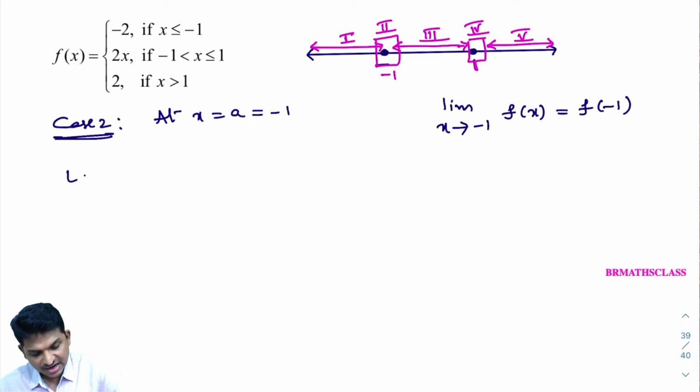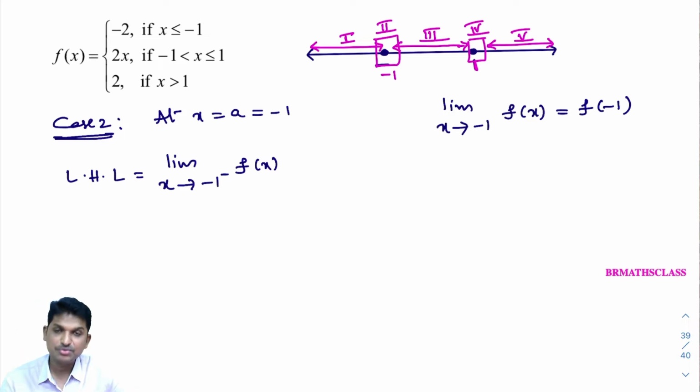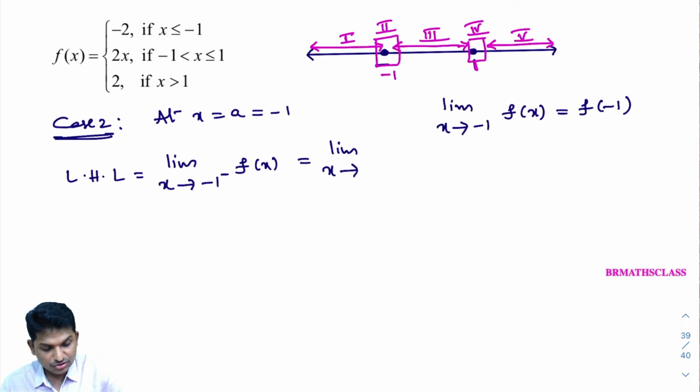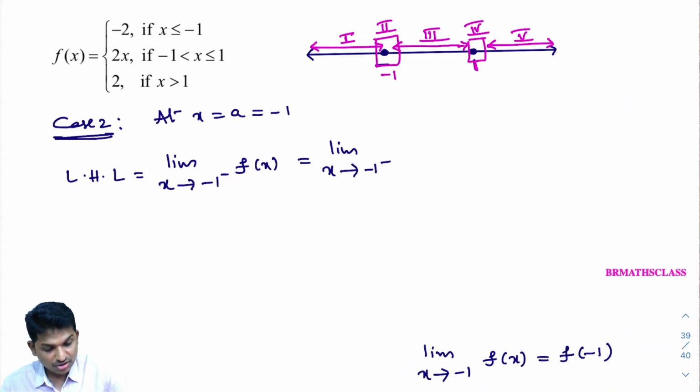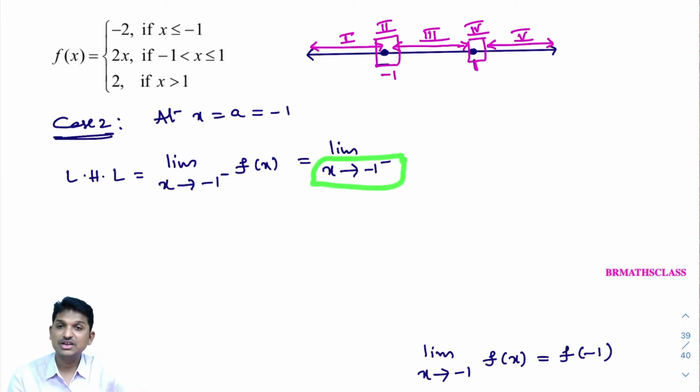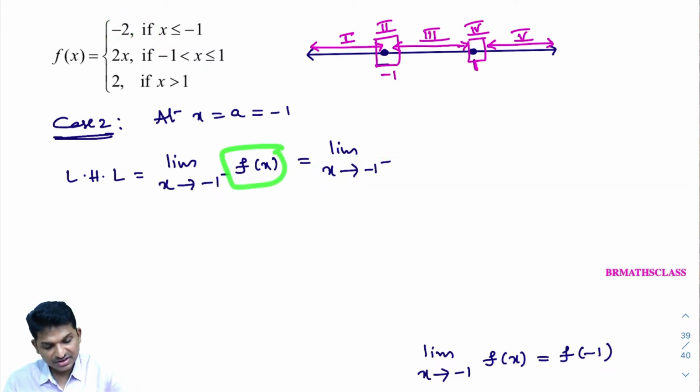Left hand limit calculation. Limit x approaches to minus 1 from left, f of x. Here what the point is, x approaches to minus 1 from left means all x values are less than minus 1. When x values are less than minus 1, which function to choose? We need to choose this function, minus 2, right? So here what is f of x? f of x is minus 2.